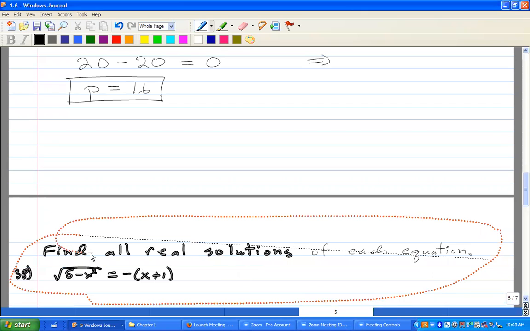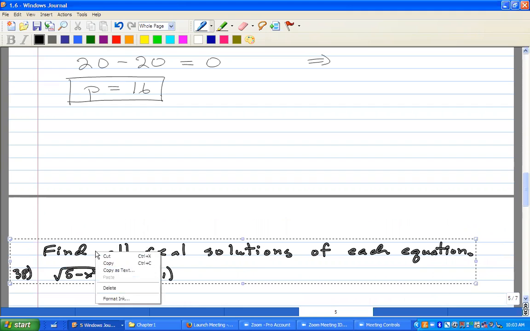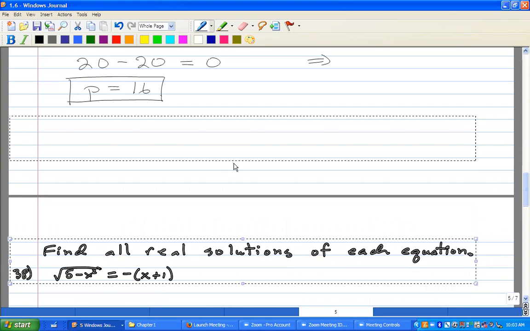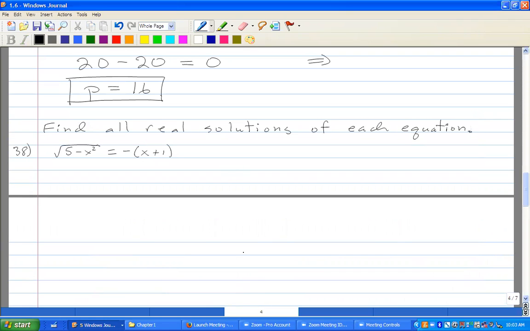Let's do problem number 38. Find all real solutions of each equation. So in this case, we're trying to solve a radical equation. To solve a radical equation, the first thing to do is get rid of the radical. So let me square both sides of my equation. The square gets rid of the square root.